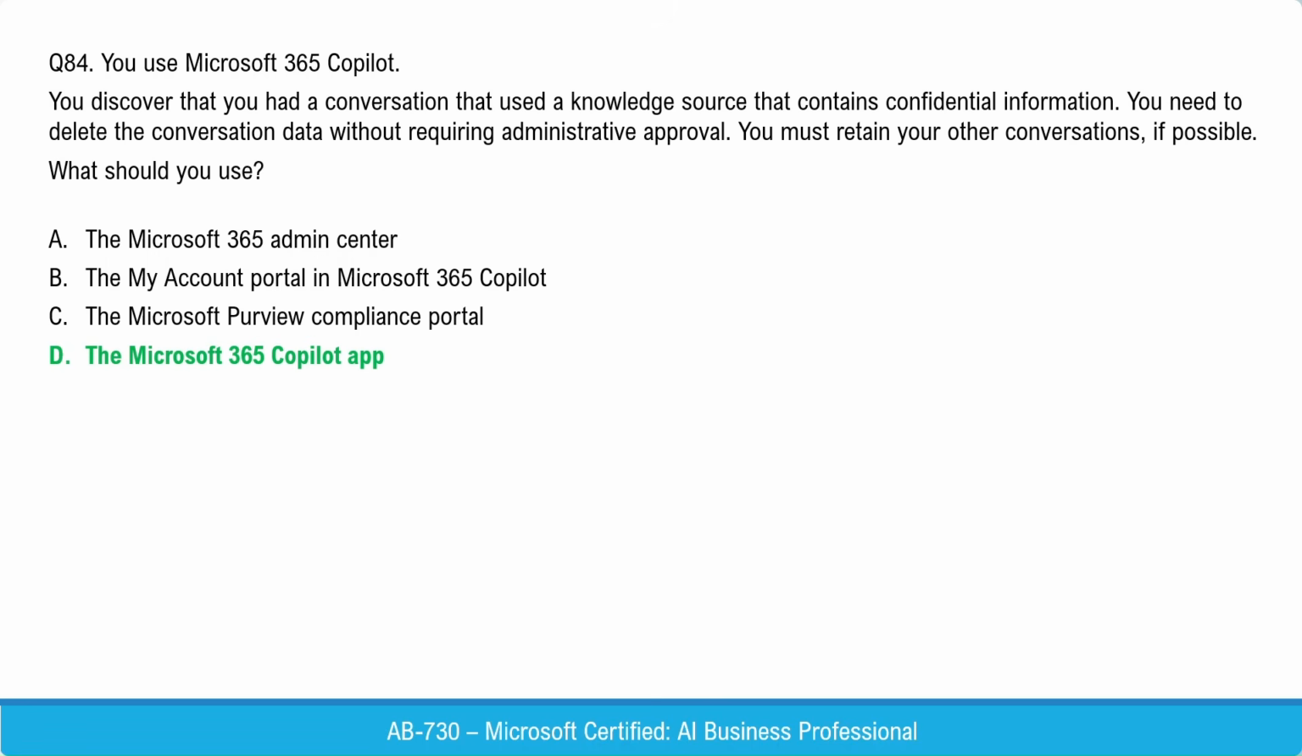The Copilot app allows users to manage their own conversation history. You can go into the app, locate the specific conversation, and delete it without affecting other conversations. Now let's eliminate the other options. The M365 Admin Center is meant for administrators, not end users, so that is not suitable. The My Account portal is used for personal account settings, not Copilot conversation management. And the Purview Compliance portal is used for compliance and governance tasks that typically require admin involvement. It's not meant for simple user level deletion of a single conversation. So the best and correct answer is D, the M365 Copilot app.